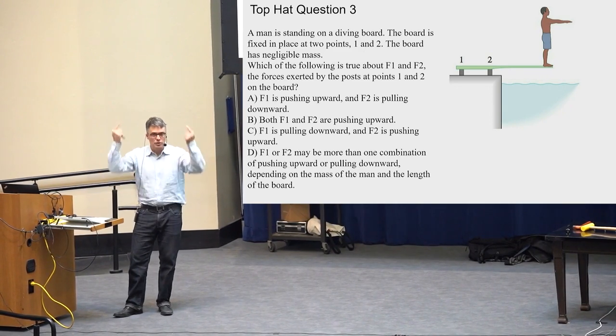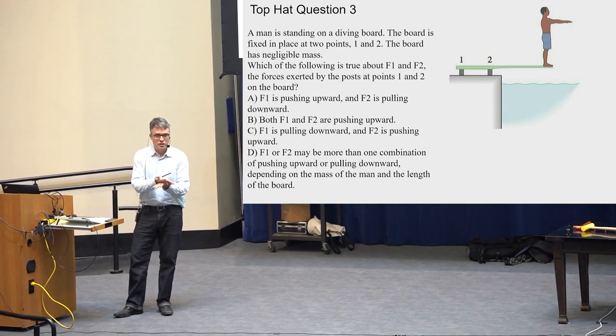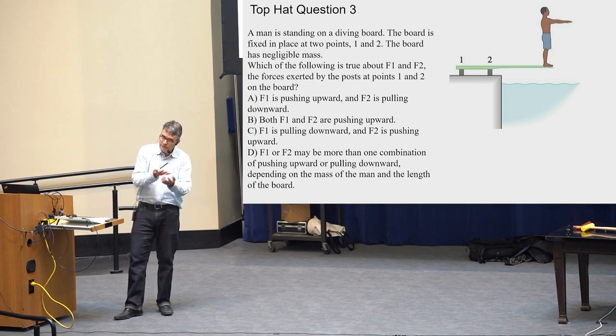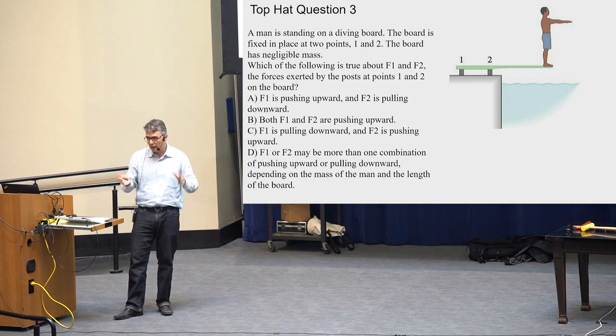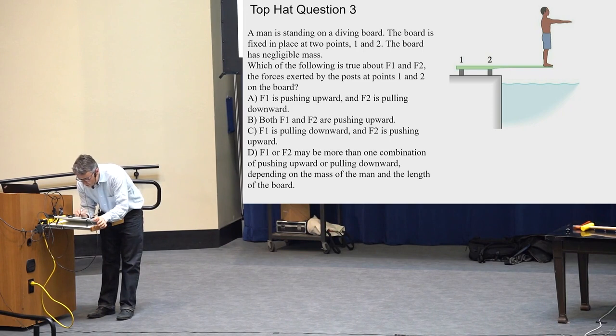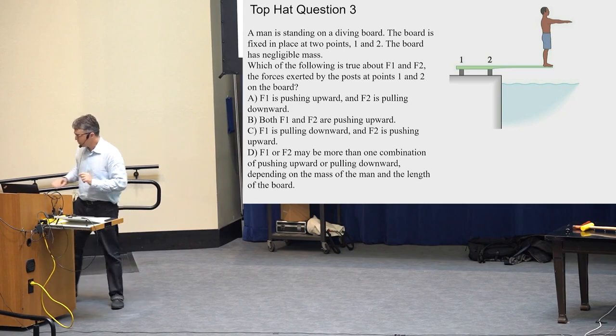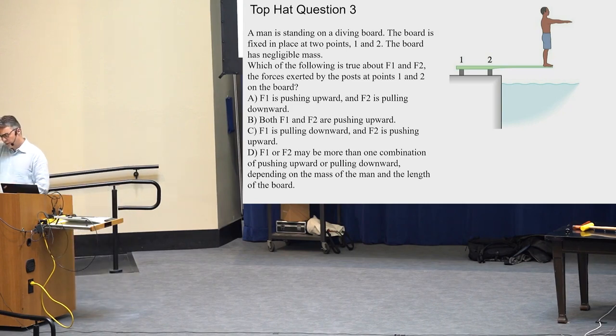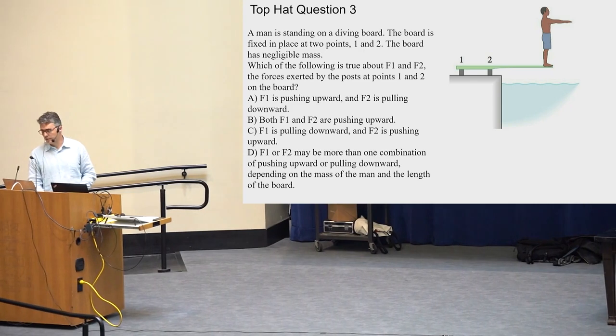Ordinarily, normal force only pushes away from a surface. But you can imagine if something is sticky and glued to it, you could have a perpendicular force to the surface which is pulling as well. So I'm not ruling that out here. Okay? Which of the following is true about F1 and F2, the forces exerted by the posts at points 1 and 2 of the board? Is F1 pushing up and F2 pulling down? Both F1 and F2 are pushing upward, as you would expect with normal forces. F1 is pulling downward and F2 is pushing upward. Or it might be a various combination depending on the mass. Check your neighbor and think about the torques here.